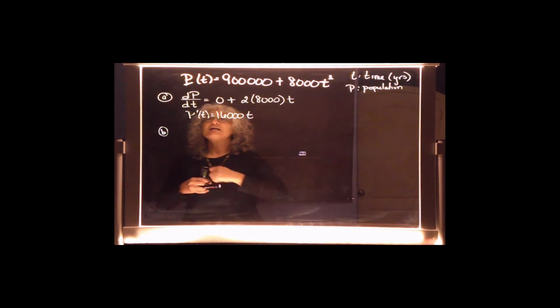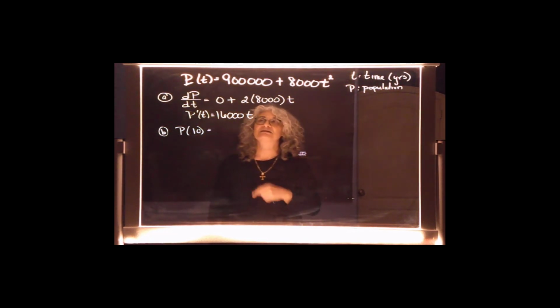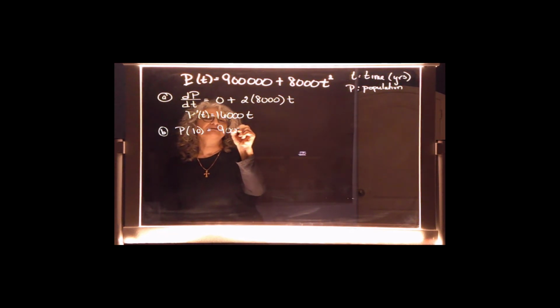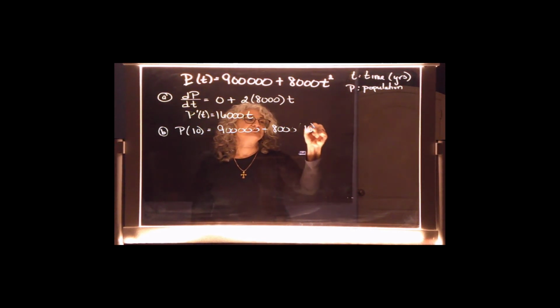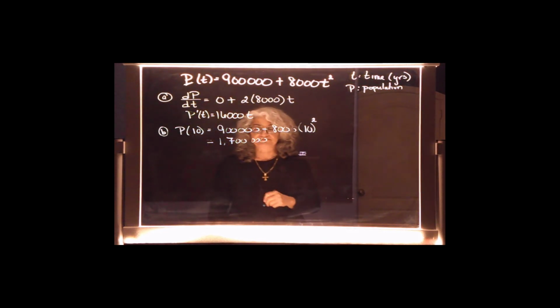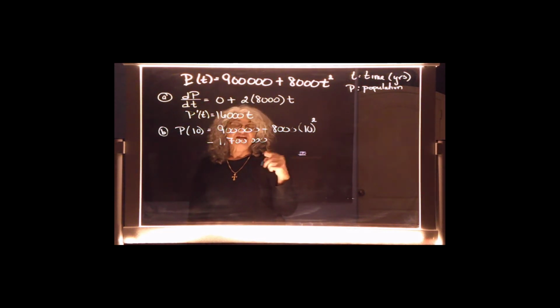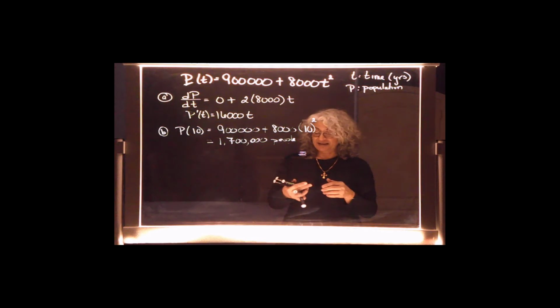So, since I want the actual population after 10 years, I'm finding P of 10. We're going to plug it in. And I know you guys got your calculators out, so be my guest. I know what I got. What'd you guys get? Yep, I got 1,700,000 as the population. And it says the population of a certain city, so I'm just going to write people at the end here. Agreed? Okay.